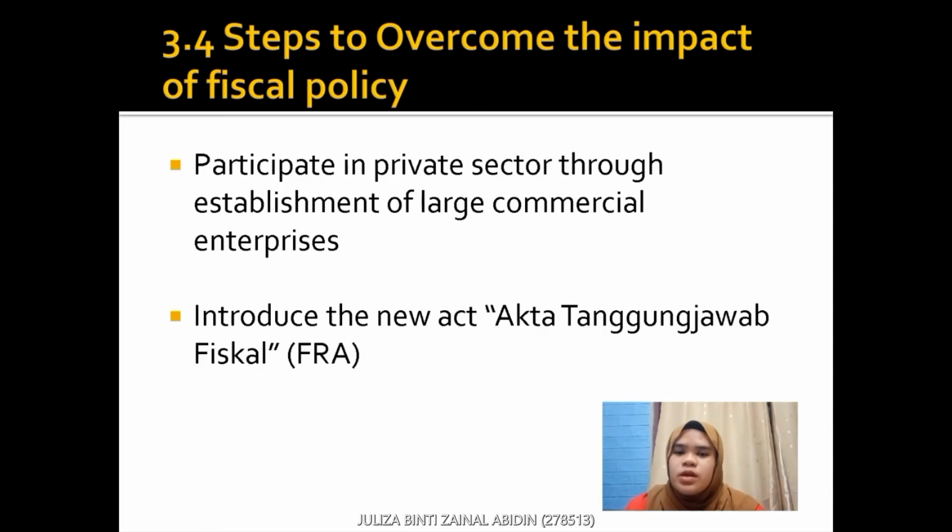Next, the steps to overcome the impact of fiscal policy. First step is government participates in private sector through establishment of large commercial enterprises. This action is to pursue an expansionary counter-cyclical fiscal policy. This counter-cyclical policy led to twin deficits, and to solve this twin deficit problem, government implemented comprehensive structural programs to reduce spending and reorder national objectives consistent with domestic resources availability and to ensure prudence in its recourse to external borrowing.